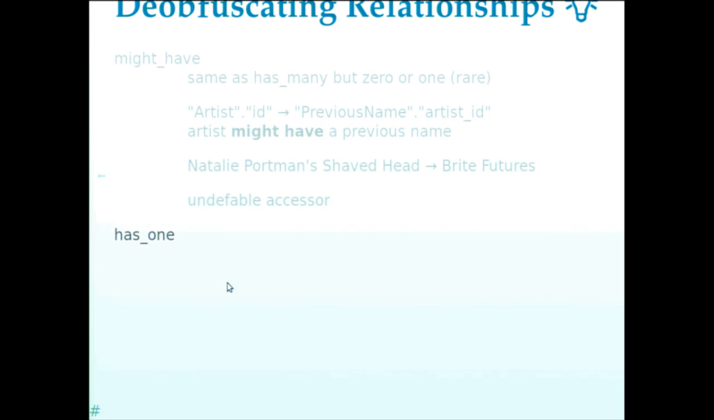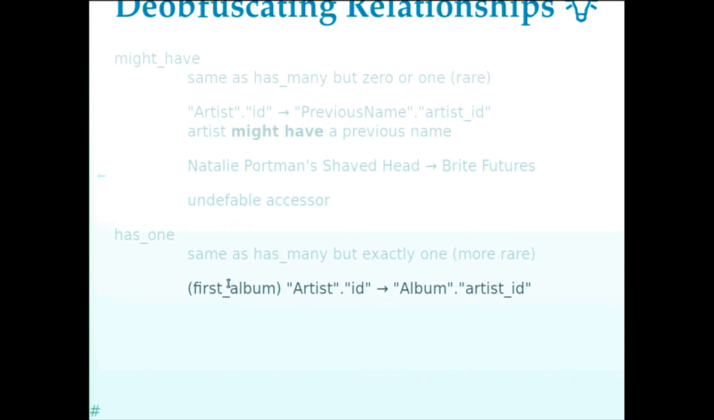So has one is the same as might have, except it only returns 1 row. Again, this is pretty rare. This is just a really weird example, but an artist might have a first album relationship. I don't know why you would do that, but you could. In fact, that's exactly the use case we've used it in, where we have a big list of things and then we say, hey, here's one of them. Okay, I thought you had a question. So the artist has one first album.